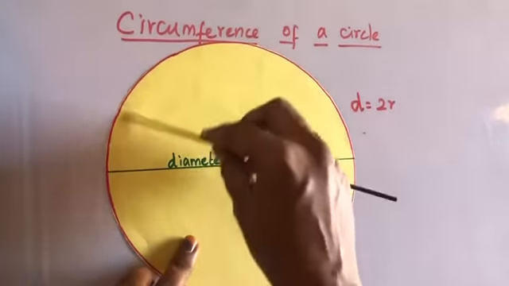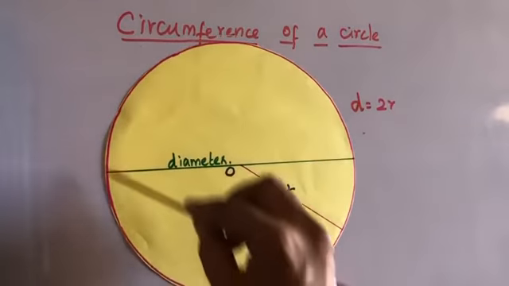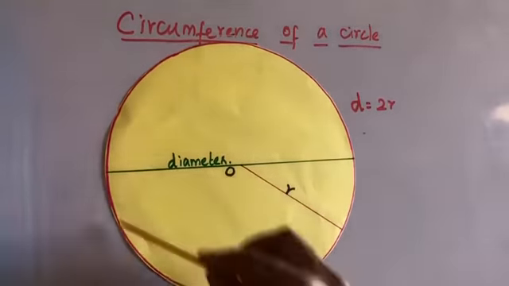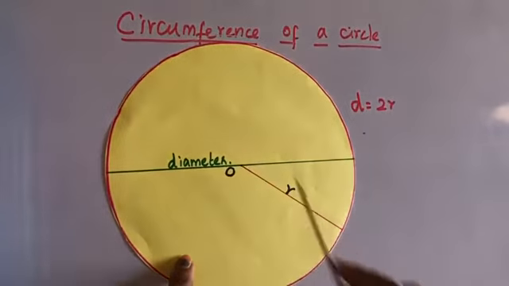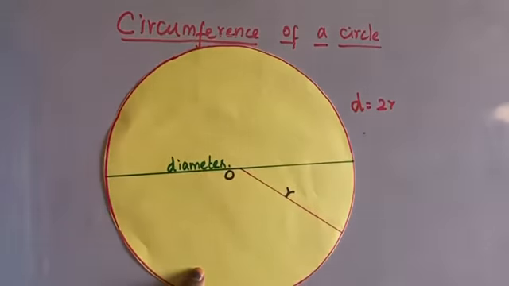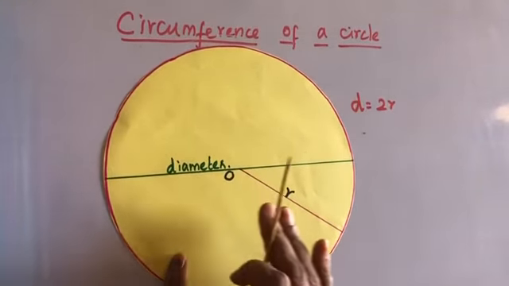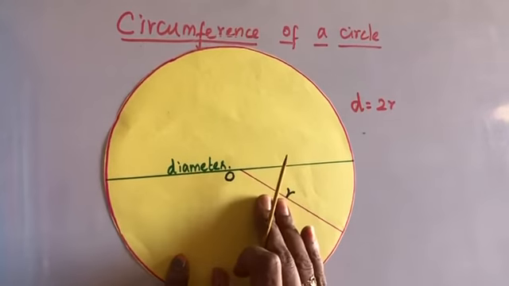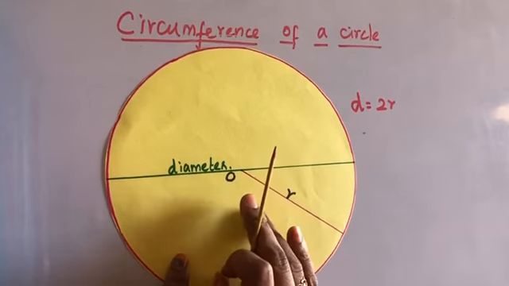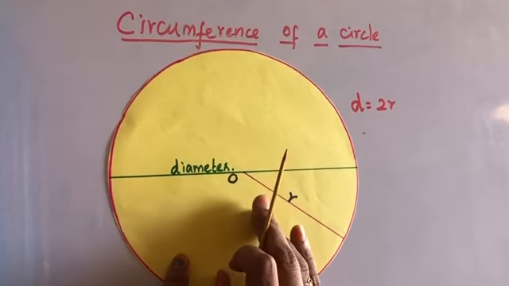So this path of a moving point is known as the circumference of the circle. In other shapes such as square, rectangle, rhombus, triangle, in all those cases we call it the perimeter.